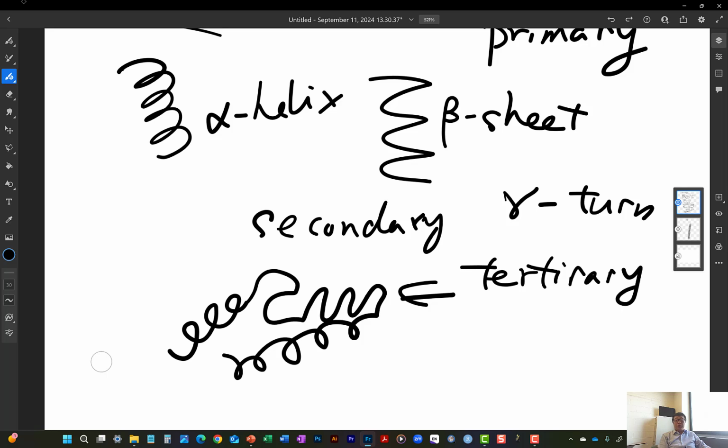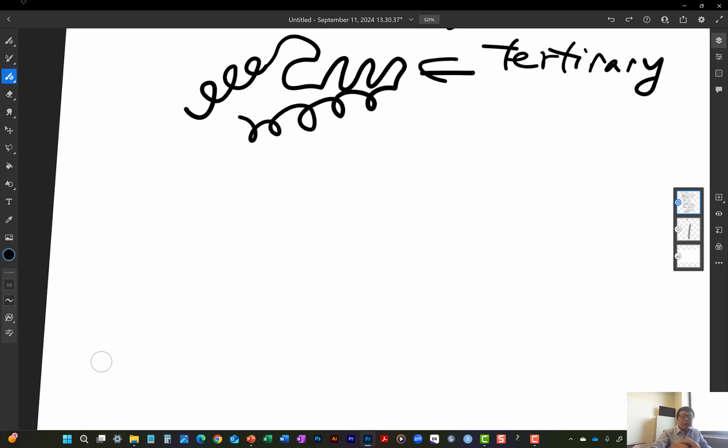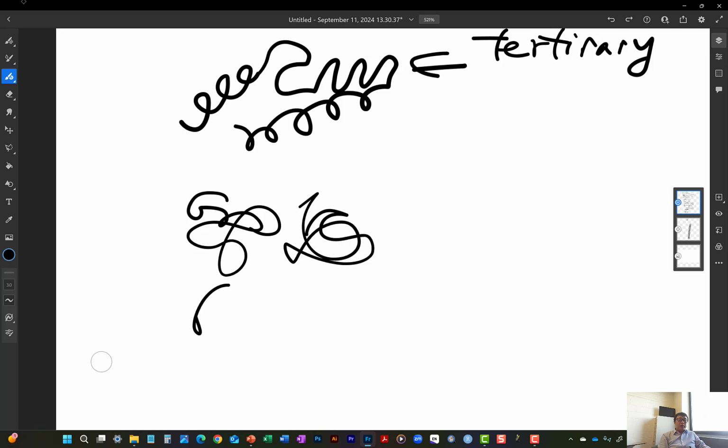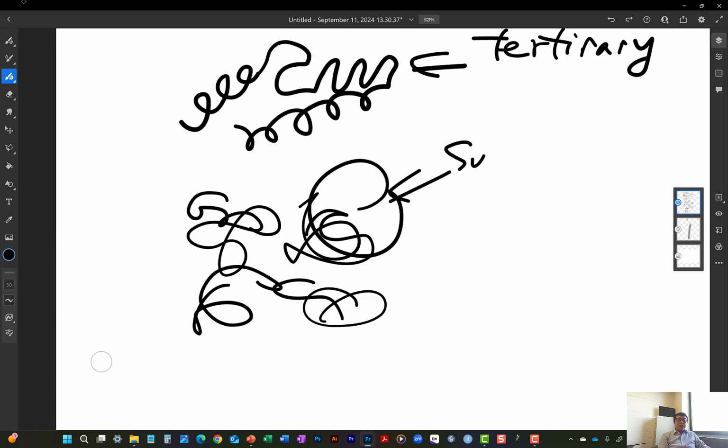I'm not sure my spelling is correct actually. Tertiary. And then the next level of protein: many proteins are made of more than one polypeptide. Some are made of one, and another one, and another one. This is one protein made of 4 different polypeptides. Each one of those we call a subunit. So the subunits join together.